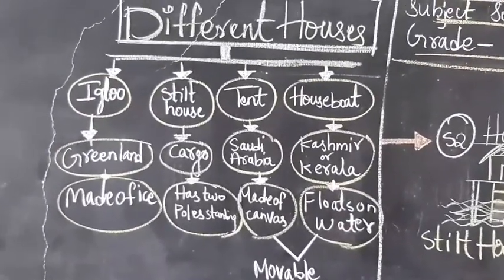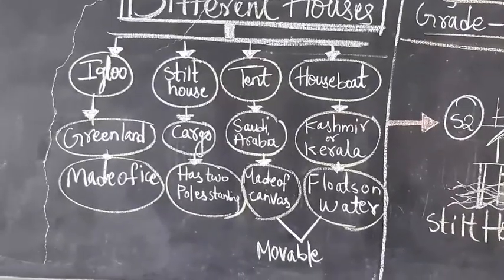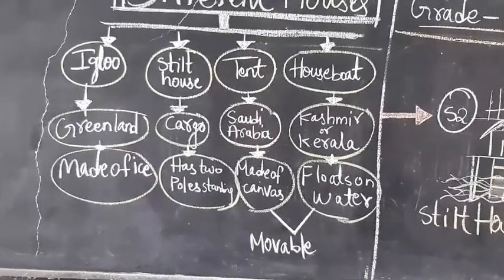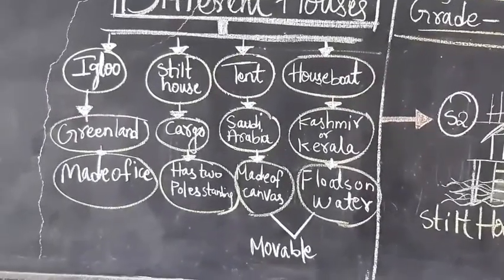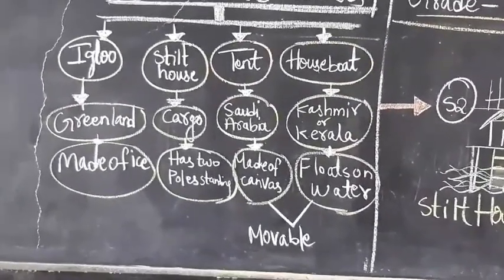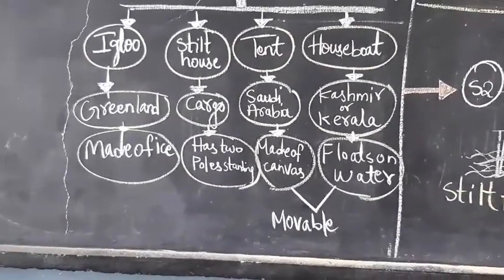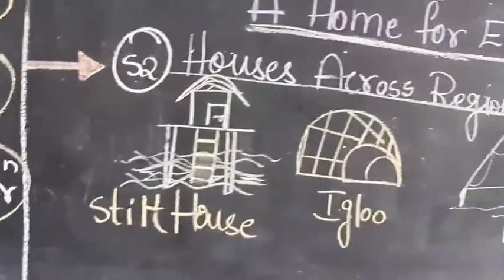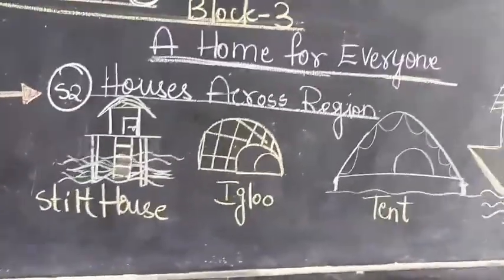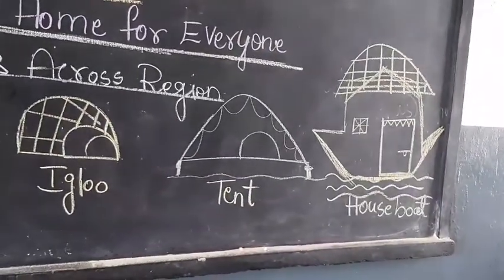Igloo, Greenland, made up of ice. Stilt house has 2 poles to stand. Tent house, Saudi Arabia, made of canvas. Next, houseboat, Kerala, Jammu and Kashmir, floats on water. Tent and houseboat are movable houses. Again I want to show you the pictures here. See, stilt house, igloo, tent and houseboat.